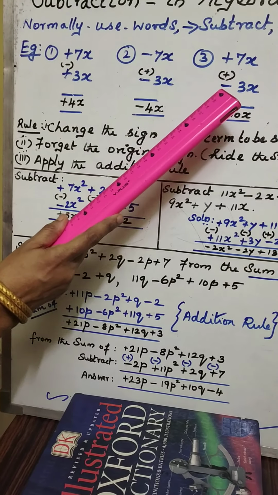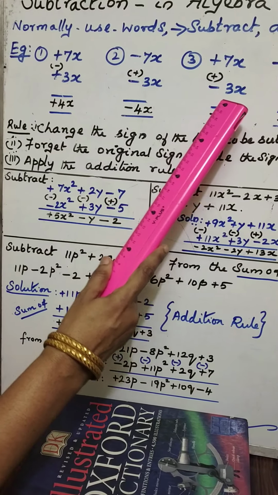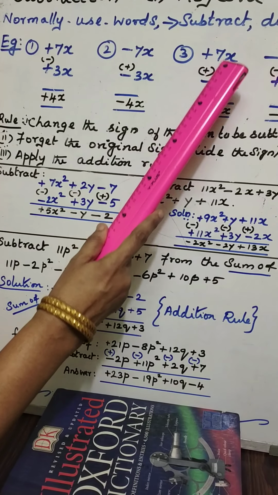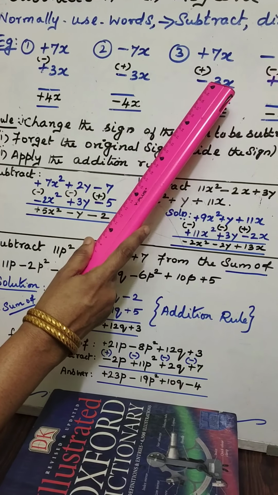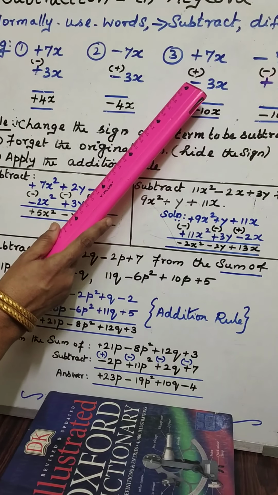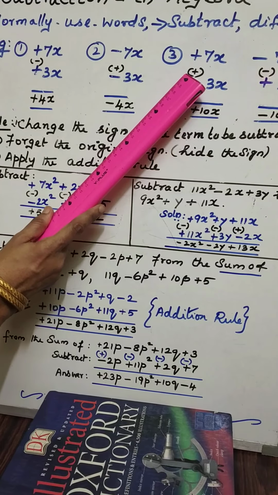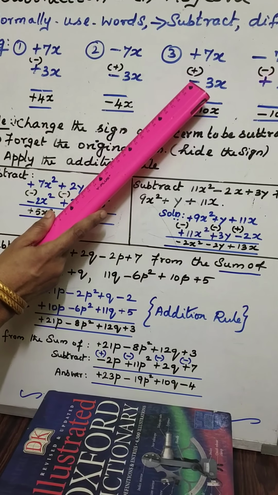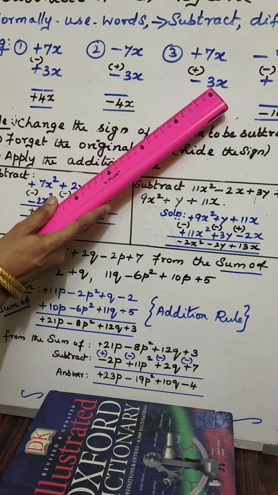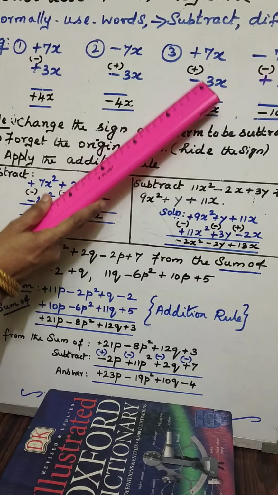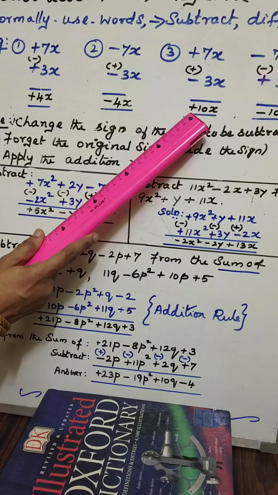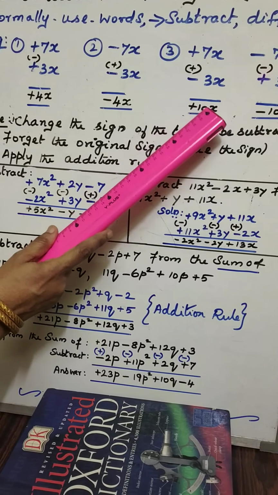Now look at the third example: plus 7x minus 3x. Again, I repeat, plus 7x minus 3x. But you are asked to subtract. For that, I have changed the sign of the term to be subtracted and put it in a bracket. Now it has become plus. Already minus is there, now forget the original sign. The new sign only belongs to this term. Here both are plus. Applying the addition rule, if both are plus, add and put the plus sign. 7 plus 3 is 10. Hence plus 10x is the answer.